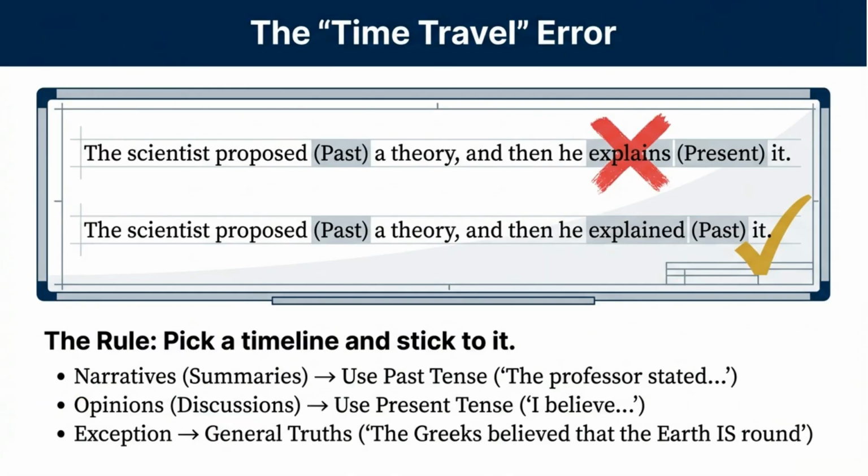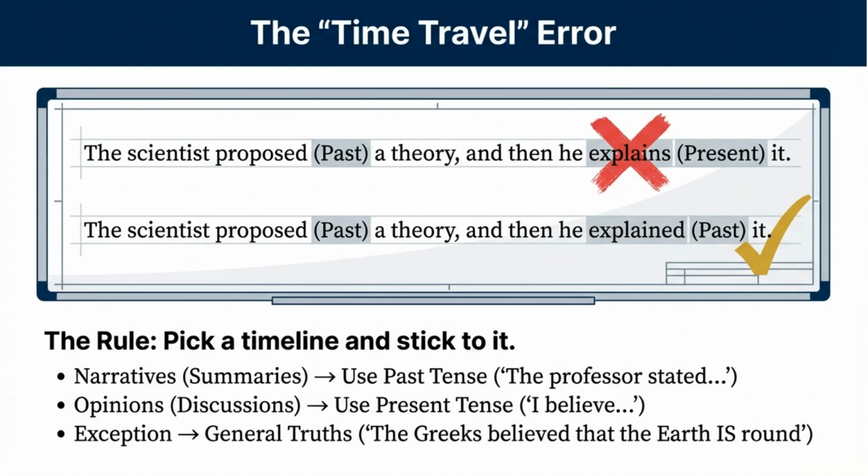The second major concept is verb tense consistency. I call this the time travel error. Do not switch from past to present in the same sentence. Incorrect: the scientist proposed a theory, and then he explains it. You cannot propose in the past and explain in the present. The rule: pick a timeline and stick to it.